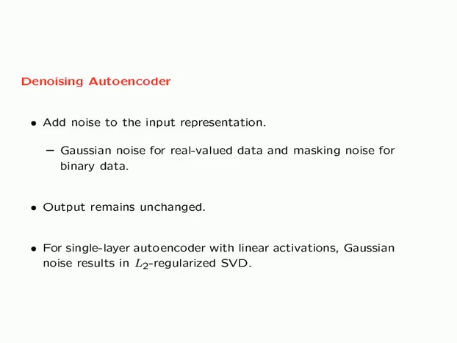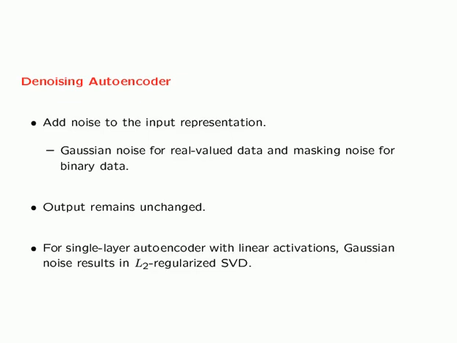Now, a second type of regularized autoencoder is what is called a denoising autoencoder. This is very useful for denoising applications such as cleaning up corrupted data. In order to train a denoising autoencoder, we do need examples of good inputs. But what you do is that you add noise to the input representation.